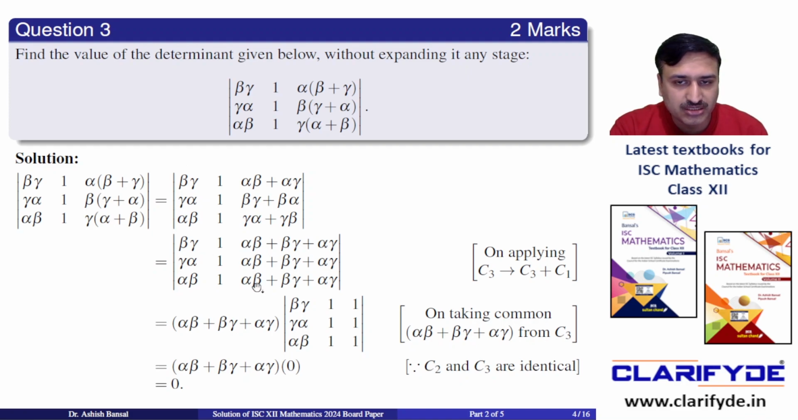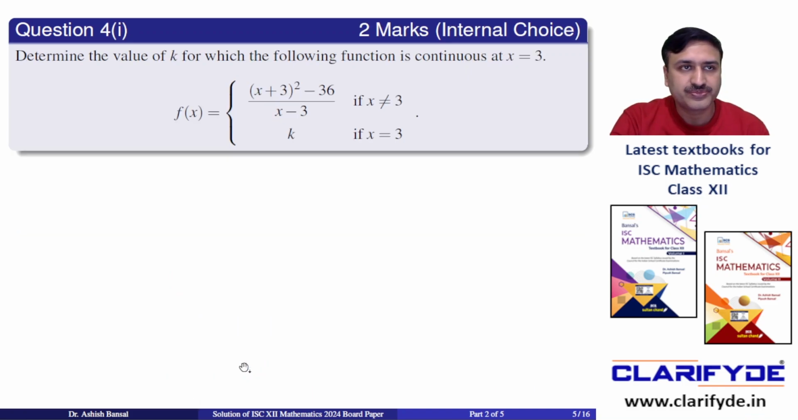So we get the C3 as alpha beta plus beta gamma plus alpha gamma in all the three terms. Now we can take this value, alpha beta plus beta gamma plus alpha gamma, common from C3 to get this determinant. Now if you look at this determinant carefully, the second column and the third column are identical. So the determinant is 0, hence the value of the given determinant is 0.